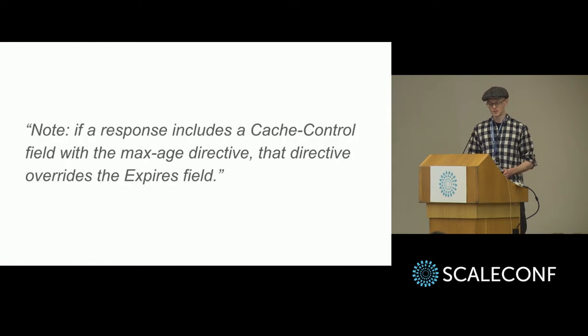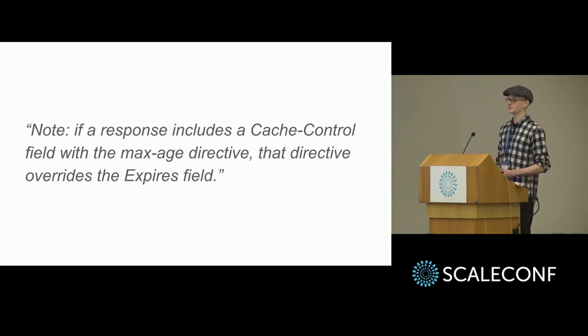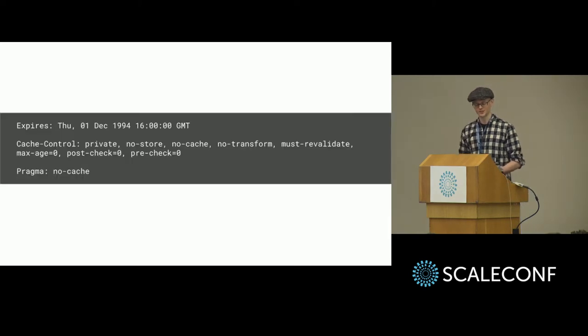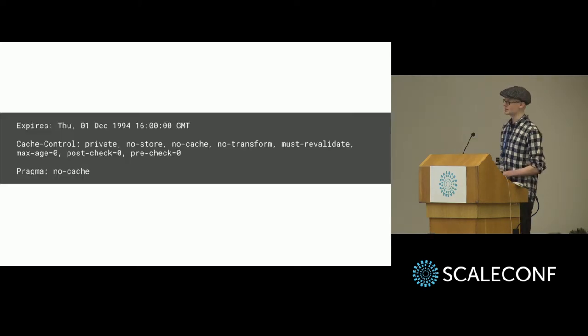Next to that example in the spec is this text. It says, note, if a response includes a cache control field with a max age directive, that directive overrides the expires field. So obviously, there will be no websites that emit both a cache control header with a max age and also an expires header. Nothing like this, for example, which includes an expires header, a cache control header with every single possible directive they can think of, and also a pragma header, which is not even a response header anyway.